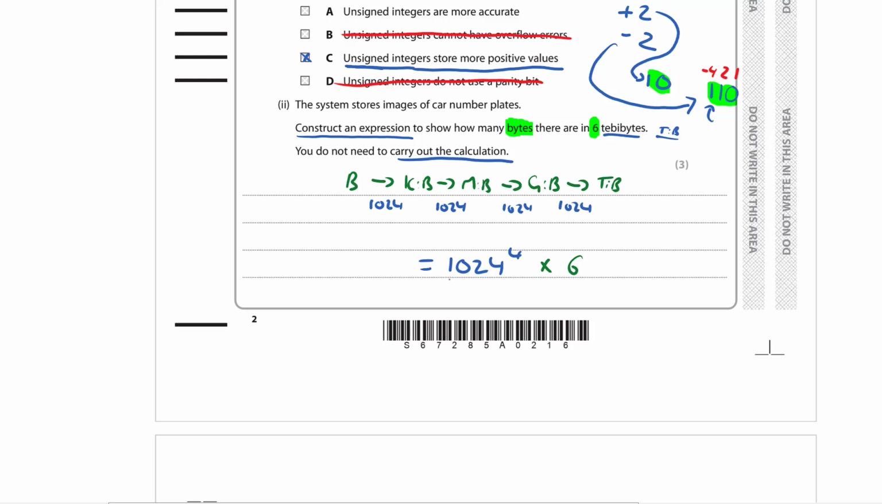Now, I've definitely found my own students occasionally getting mixed up between, well, do you times or do you divide? Here I'm timesing by 1024 to the power 4. Well, you know to times because if you're going from a unit like tebibytes, which is massive, if you buy a hard drive nowadays, they're usually a few tebibytes, or terabytes as it usually is marketed. That's a massive amount of data. And so if you're going from a big unit to a small unit, you're timesing. If you're going from a small unit to a big unit, you're dividing.